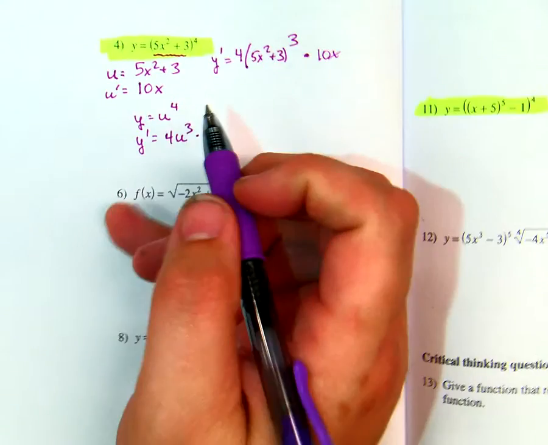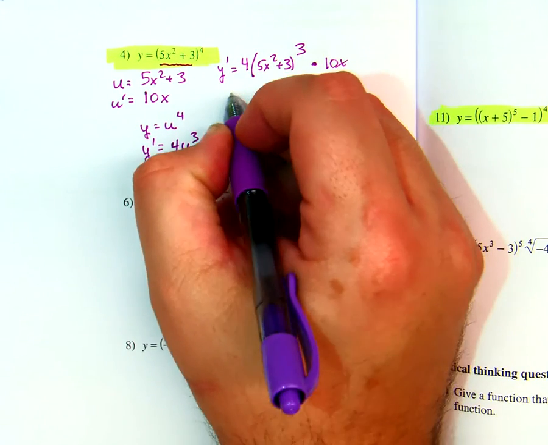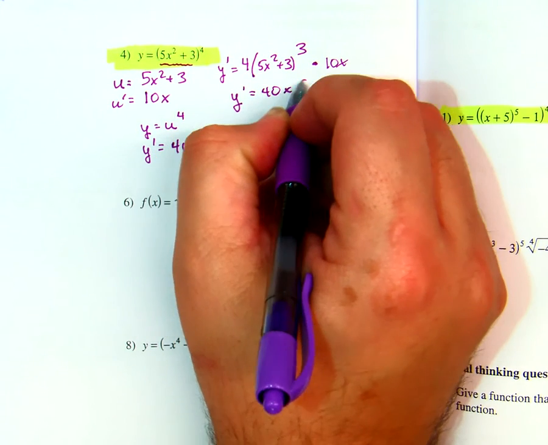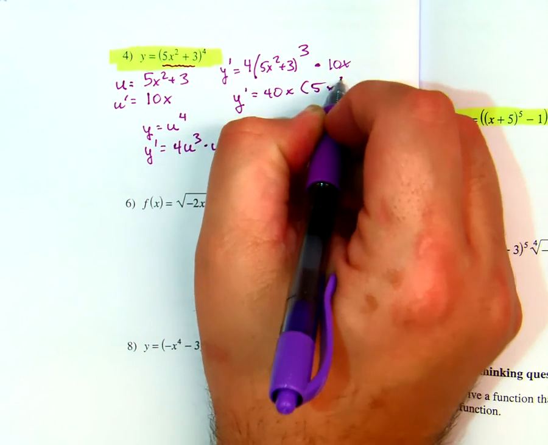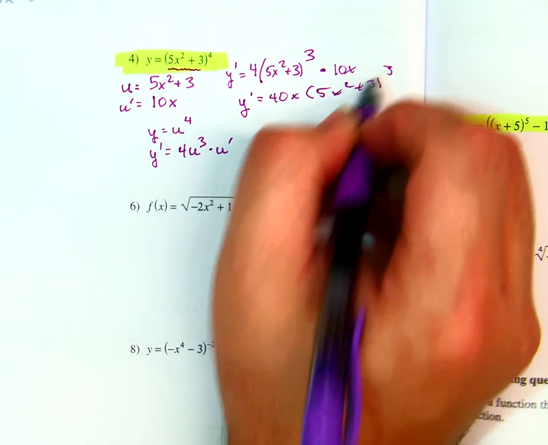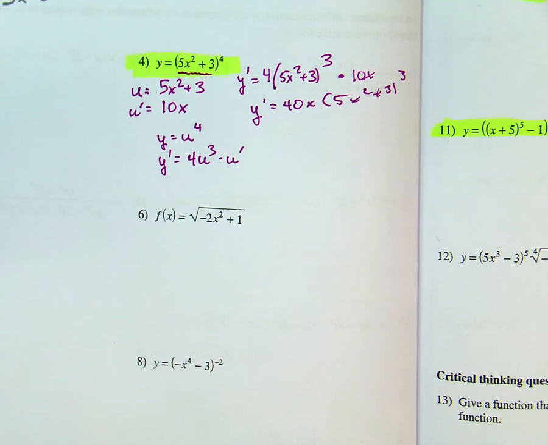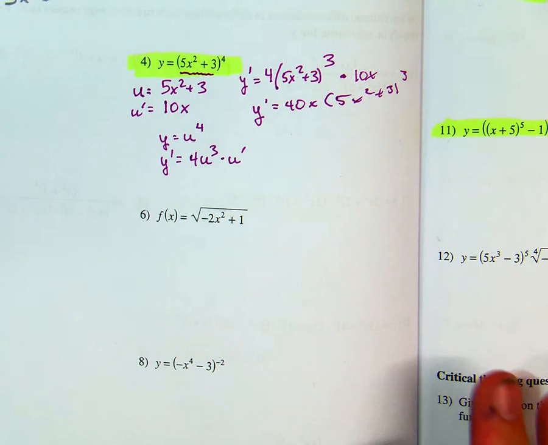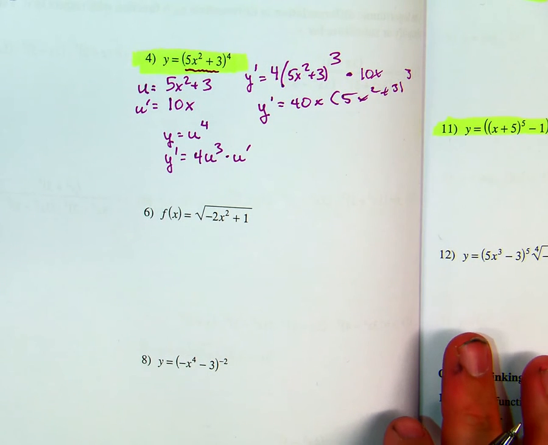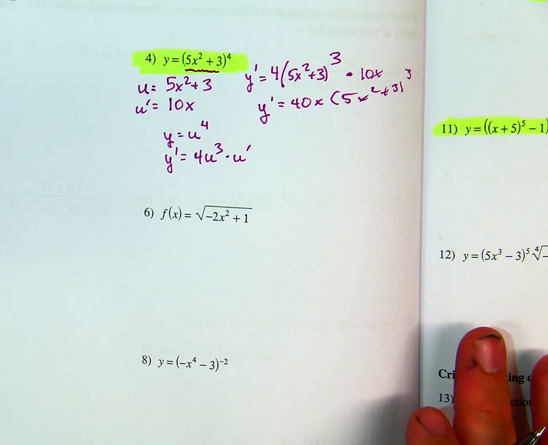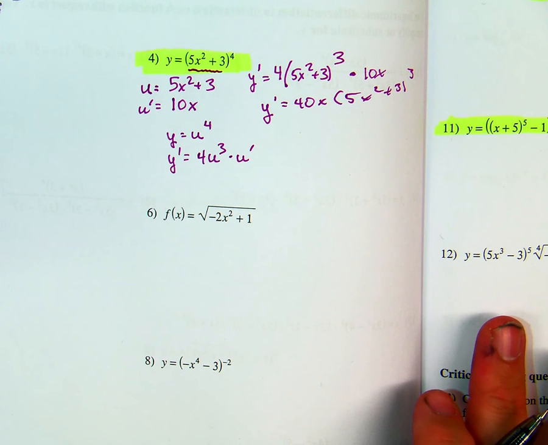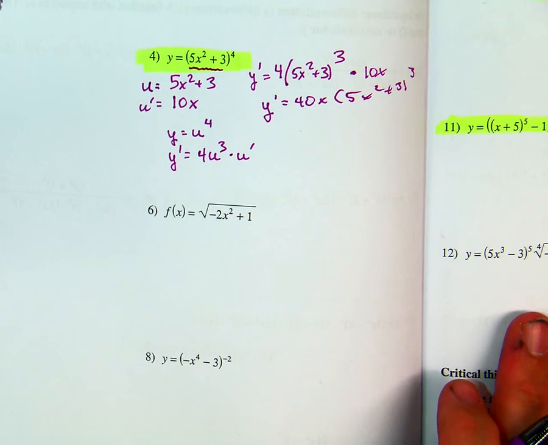Now, in this case, I would expect you to simplify this to 40x times 5x squared plus 3 cubed, because that is a simple step. So, when I ask you to simplify stuff, a general rule is to clean it up as nicely as you can. But don't break your back over it, because that's a waste of time.